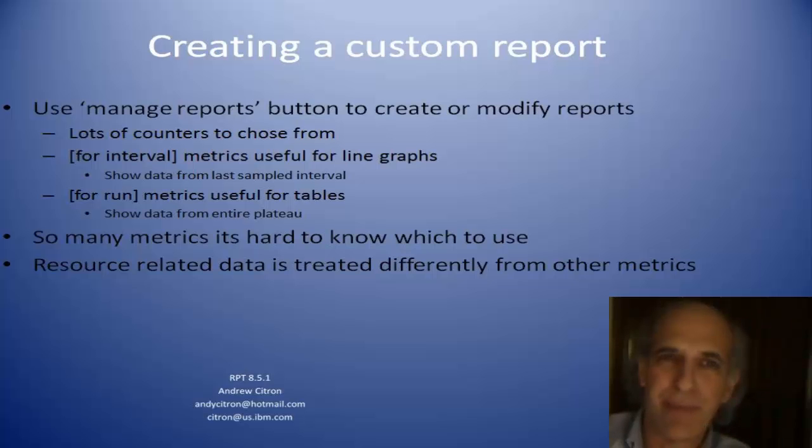RPT splits them into two categories: for interval metrics, which are useful for line graphs because they just show the last sampled interval. So if you put a bunch of last sampled intervals together, you get a nice line. The for run metrics are useful for tables because for run, when you're using plateaus, it shows the data for the entire plateau.